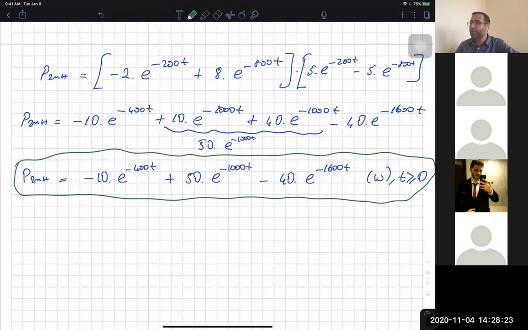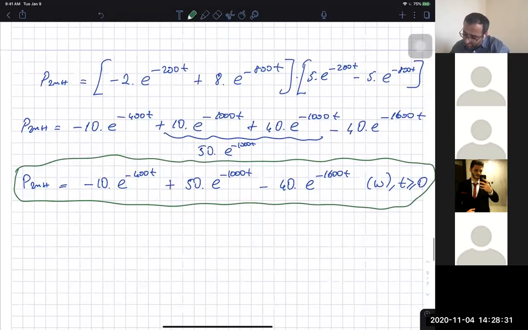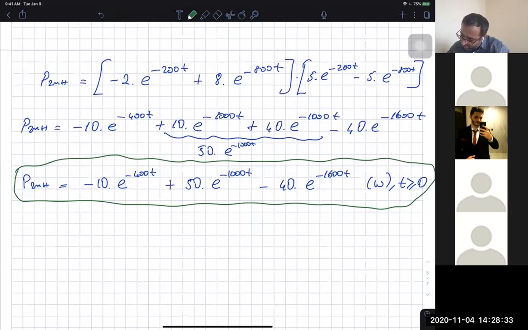Yes. Okay. In the previous step, minus 40 times e to the minus 1600t, it's wrong. Which one? This one? I can't see. So, yes, e to the minus 16,000t. 1000? Okay, wait a second. So you're saying no.